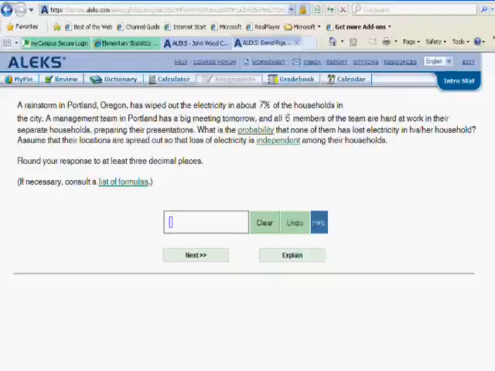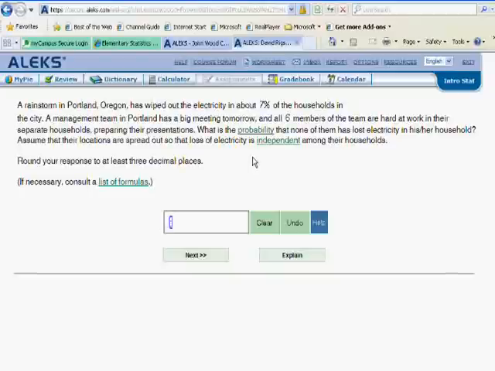Now it tells us that a rainstorm in Portland, Oregon has wiped out the electricity in about 7% of the households in the city. A management team in Portland has a big meeting tomorrow, and all 6 members of the team are hard at work in their separate households preparing their presentations. Now, what is the probability that none of them has lost electricity in his or her household? Assume that the locations are spread out so that loss of electricity is independent among their households. And then round the answer to 3 decimal places.